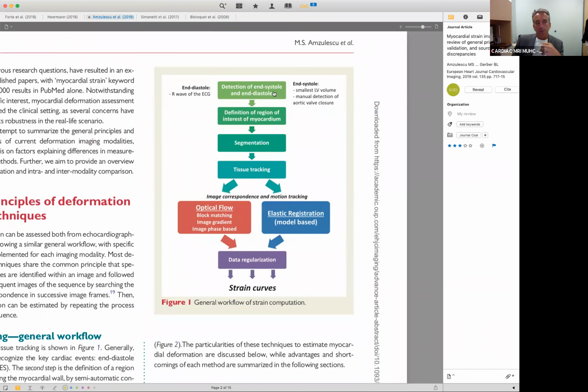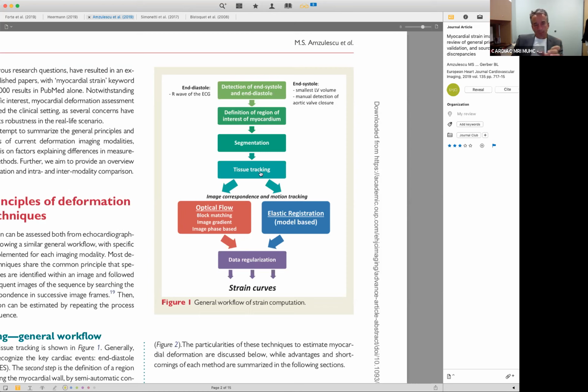So this is the workflow you need for any strain. You need to accurately identify end systole and diastole. And then you need to define the region of interest in the myocardium that you want to specifically assess. That could be global, but also regional. And then you have to segment that, which is the term used for clearly identifying the anatomy, but then also tracking it over time.